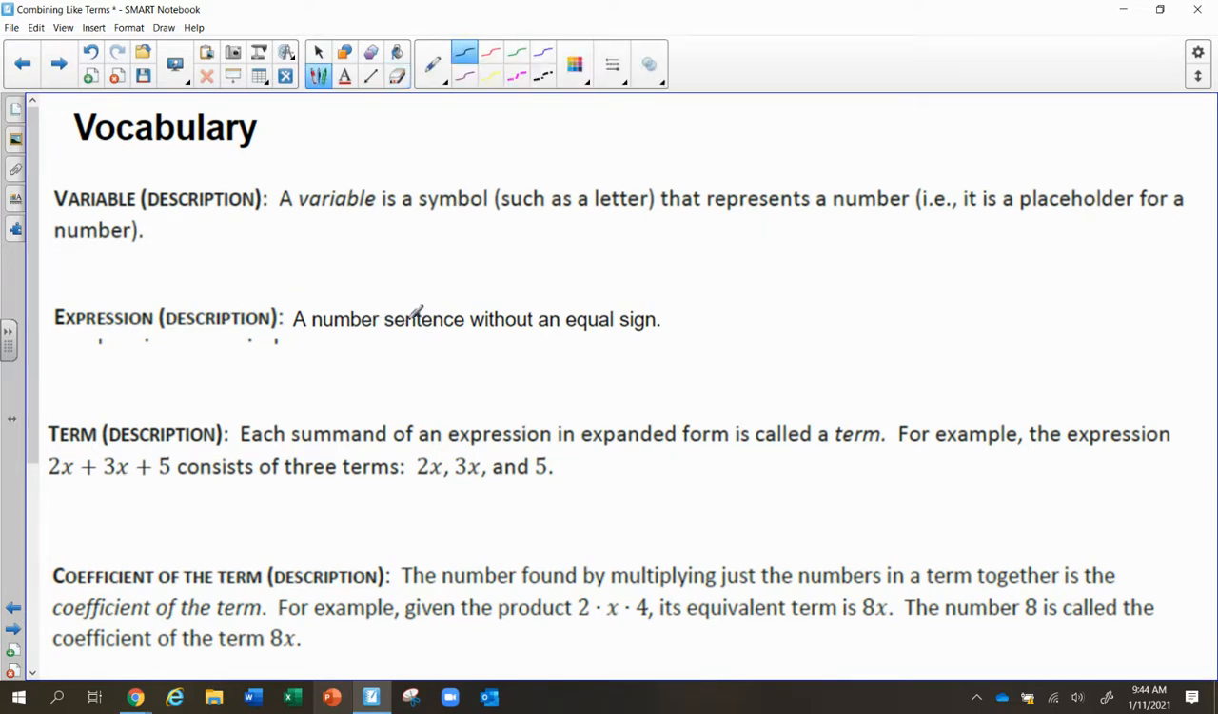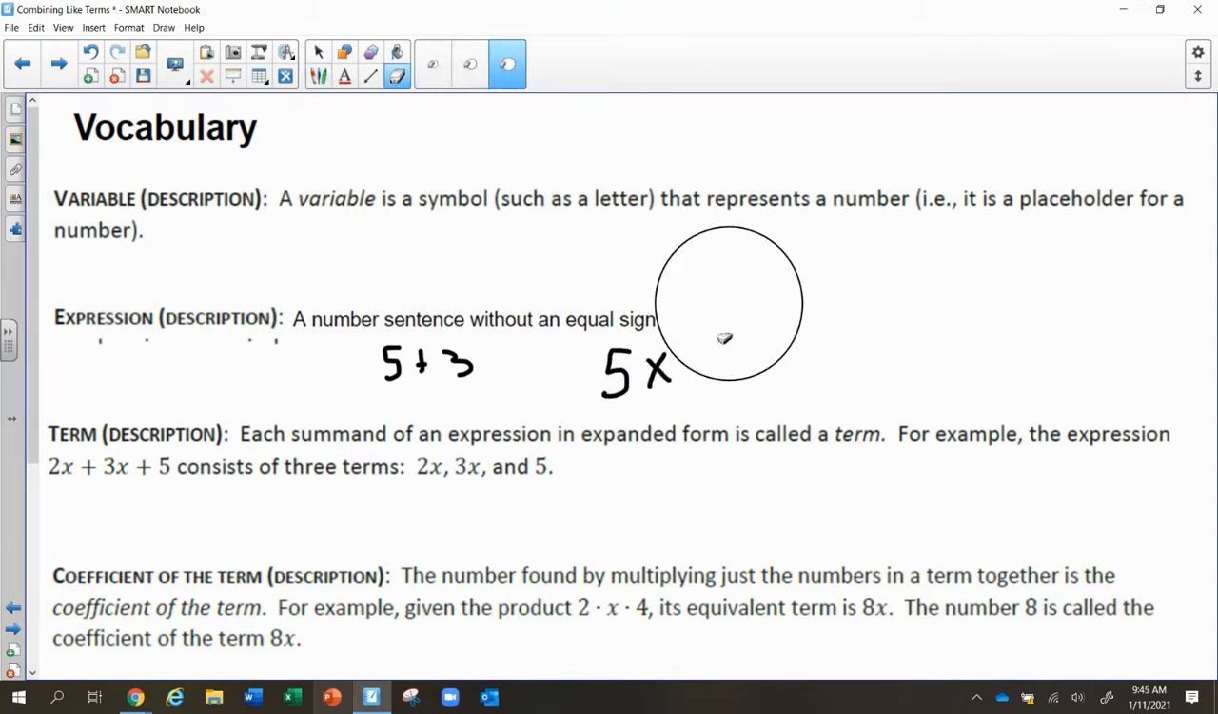An expression, a number sentence without an equal sign. So that could be just like 5 plus 3, right? There's no equal sign. If I put equals 8, then it's an equation. So an expression is a number sentence without an equal sign, and it can also have a variable in it, like 5 plus x. That's an expression as well. There's no equal sign.